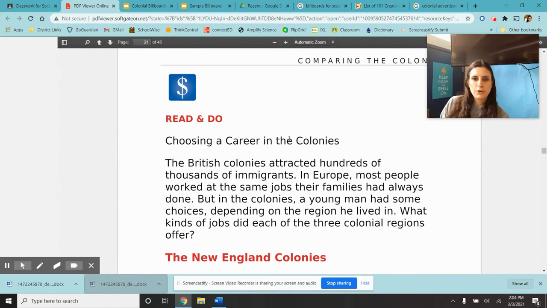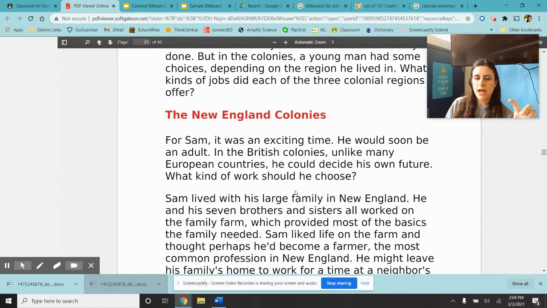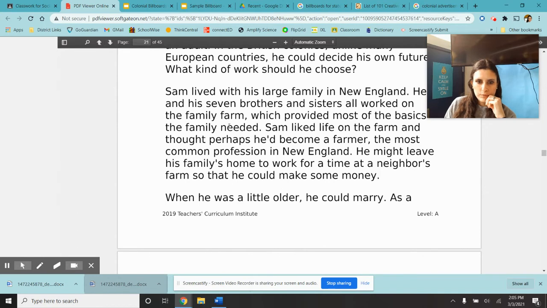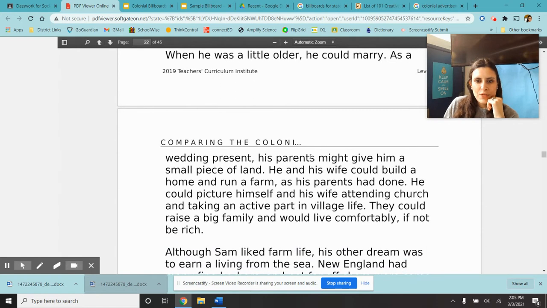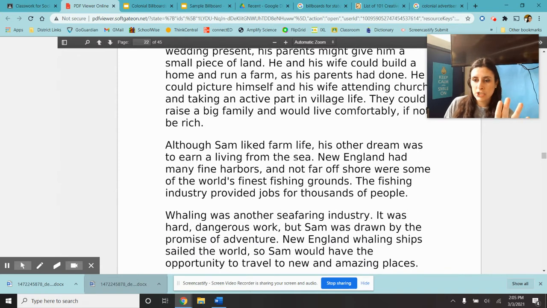If you scroll further down, starting on page 21 of the reading, it's the careers in the colony. There are little synopses for each region of the colony that gives a way of life of a job, right? So in this section, the New England colonies, they talk about Sam. It's always Sam. And the way of life that him and his family can have. So you can pick this type of scenario and make a Billboard presentation for that region.